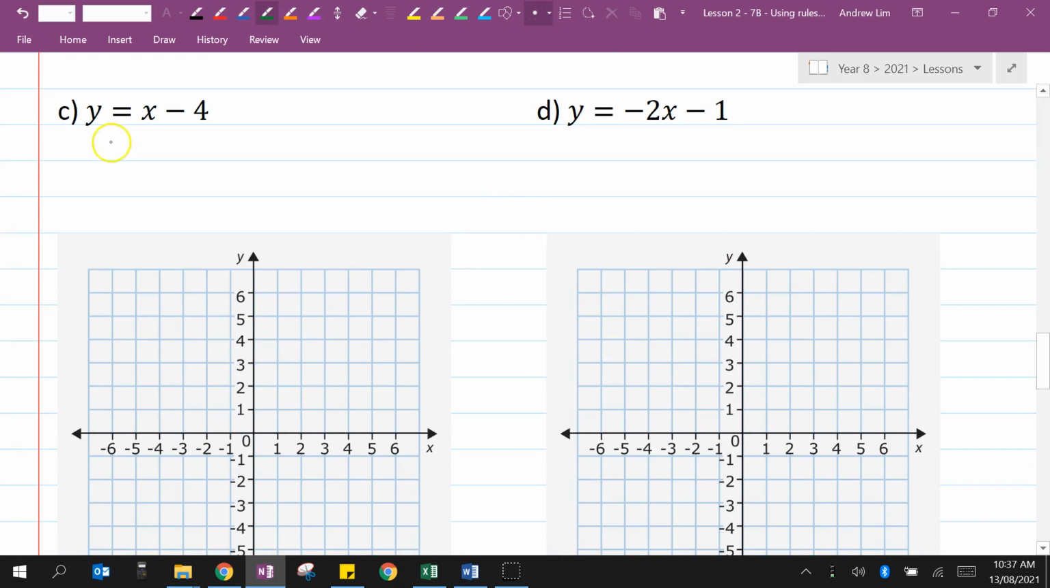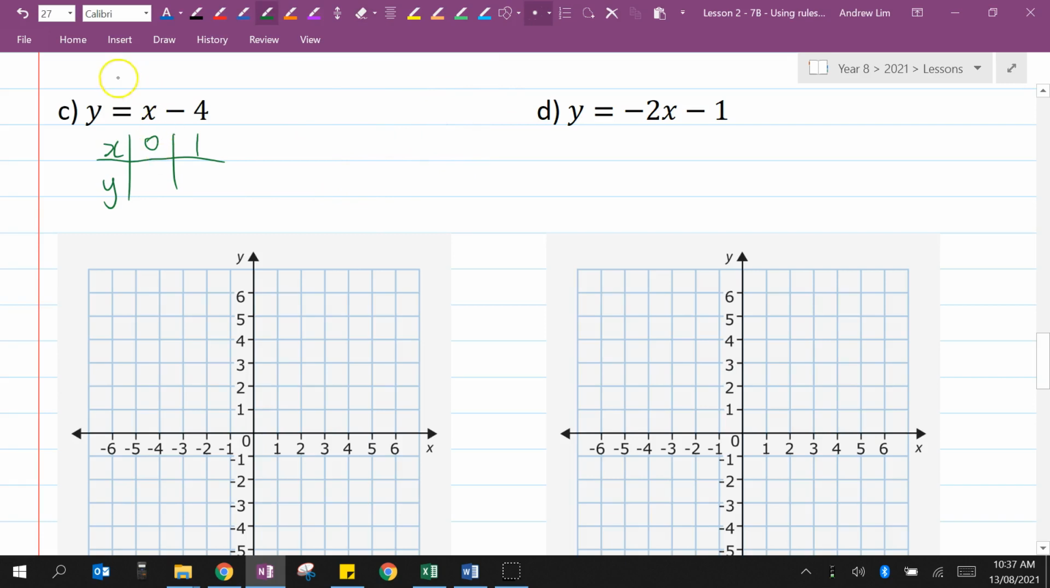So for question C, I'm going to create my table of values, but really we only need 2 points, and I always like to use 0 and 1, unless there's a fraction in there. So for example, if the question said y equals 2 over 3x plus 7, then when I'm doing my table of values, I like to use 0 and the denominator, because that will give me a whole number instead of a fraction for y. And that's a lot easier to graph. Okay, but let's have a look at question C.